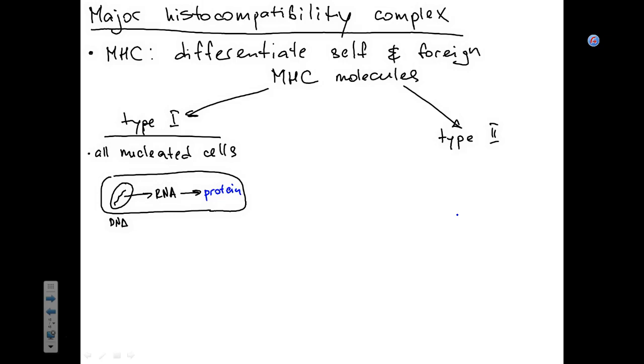So this protein, inevitably, proteins get chopped up in pieces, and those pieces, the antigenic determinants of these proteins, bind to the MHC class 1 on the cell surface. So what it does, the cell signals, I'm good, I'm fine. I'm self. Does that make sense? What happens if the cell becomes infected?